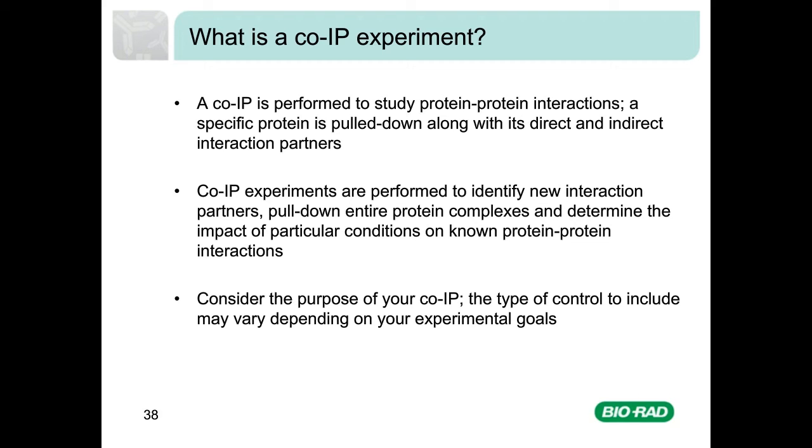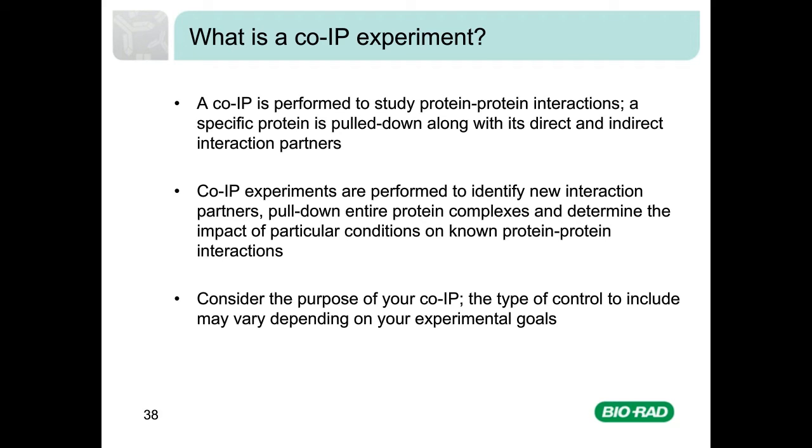Co-IP experiments may be performed to identify new interaction partners or to determine the effect of a particular condition or treatment on an established interaction. It is important to consider the purpose of your co-IP experiment when setting up or designing these types of experiments. Of particular importance is deciding which controls to include. This may vary depending on the purpose of your co-IP.